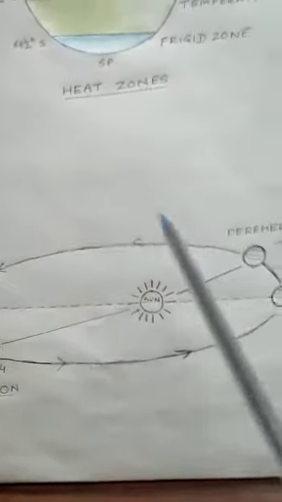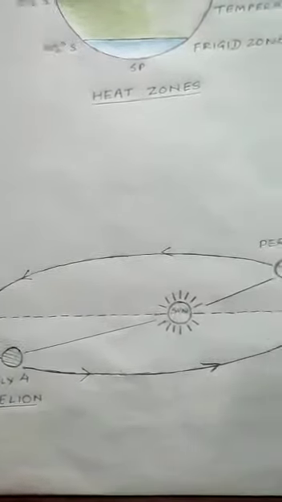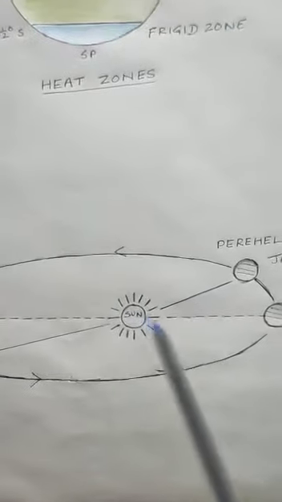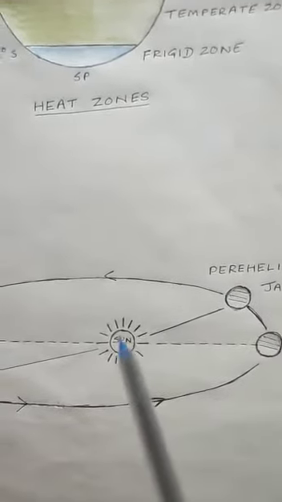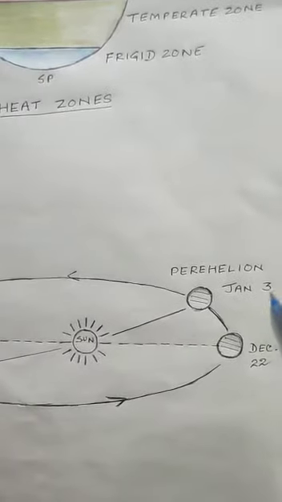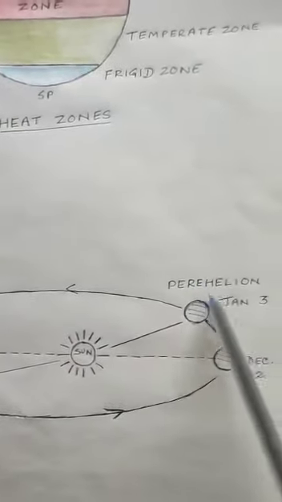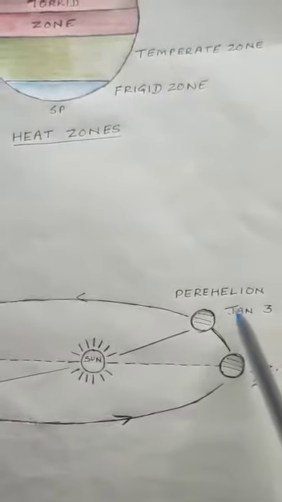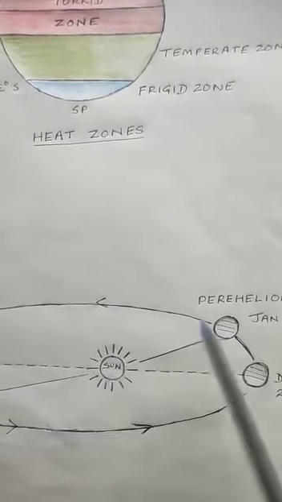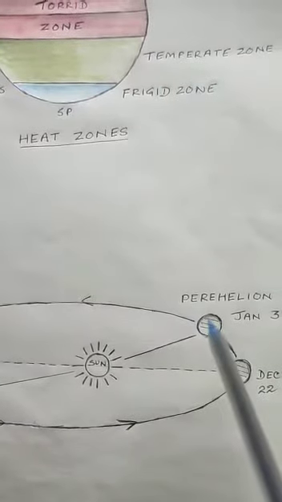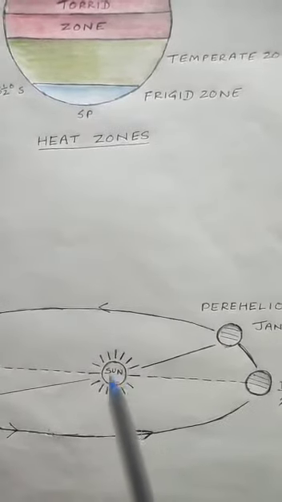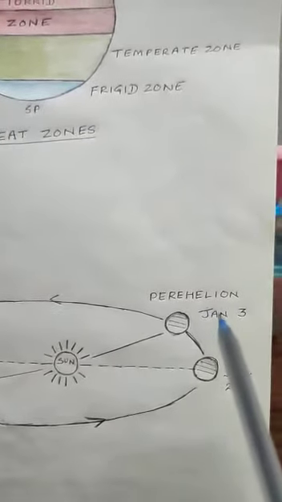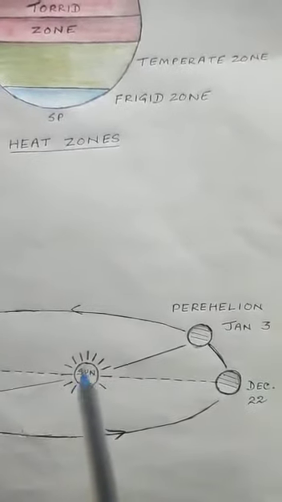Now look at the diagram here. Because of the elliptical shape of the orbit, the distance of Earth from the Sun is not the same. When the Earth is closest to the Sun, that is on January 3rd, this position is called the perihelion position. Now, January is winter, but it is closest to the Sun. Then why? Because the northern hemisphere is tilted away from the Sun and the southern hemisphere is tilted towards the Sun. That is why, though January is winter, Earth is closest to the Sun.